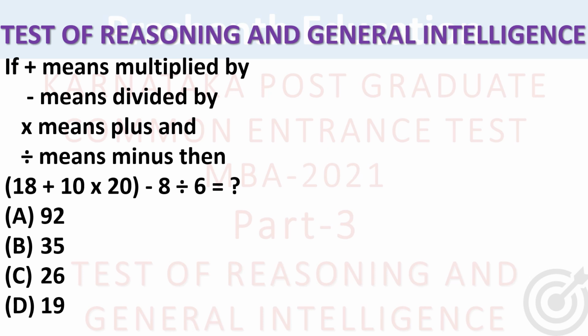Okay, let's look at the next question. What they are asking is: if plus means multiplied by, minus means divided by, multiply means plus, and divide means minus, then they have given numbers. We need to convert it. First, we need to convert all these plus signs to whatever they have given.